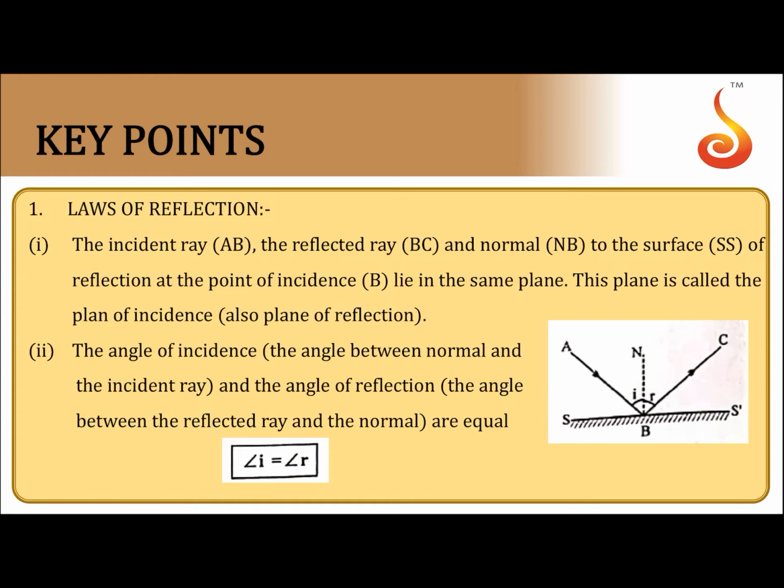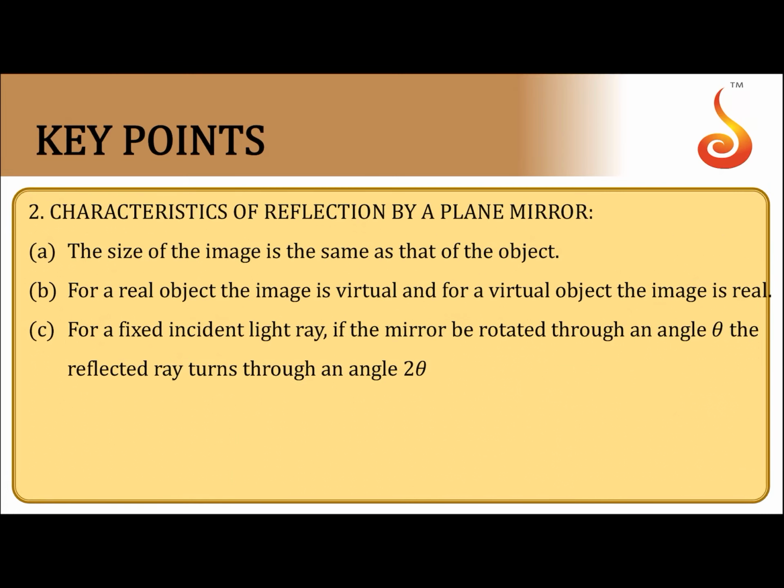First is the incident ray. Here in the diagram, AB is the incident ray, BC is the reflected ray, and BN is the normal to the surface of reflection at the point of incidence. These three, that is the incident ray, the normal, and the reflected ray, always lie in the same plane. This is the first law. The second law is that the angle of incidence is equal to the angle of reflection, that is, angle I is equal to angle R.